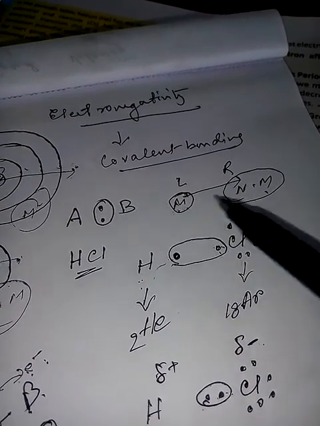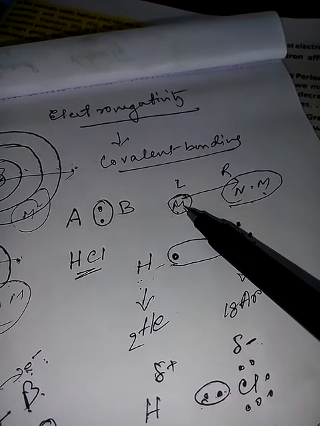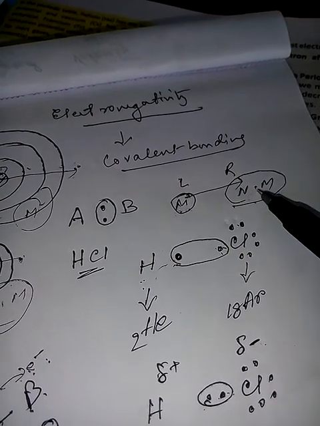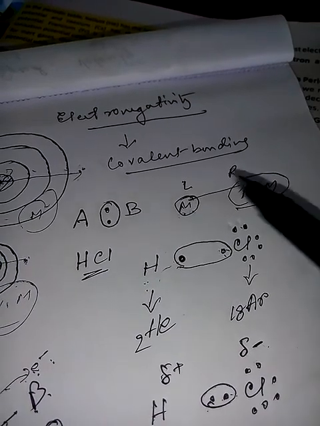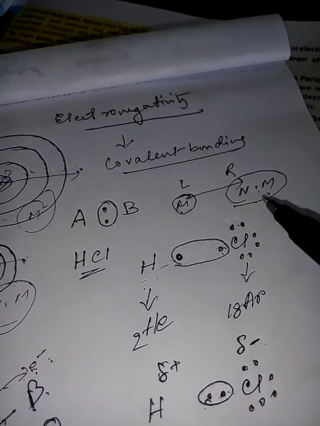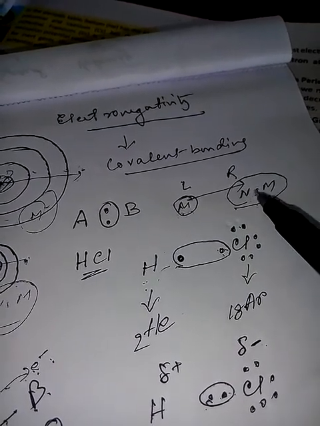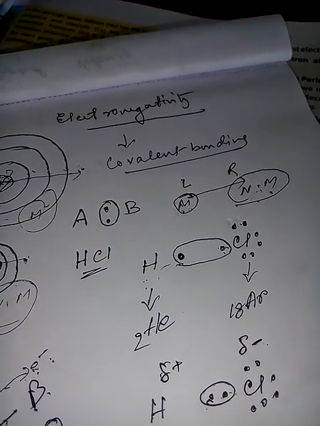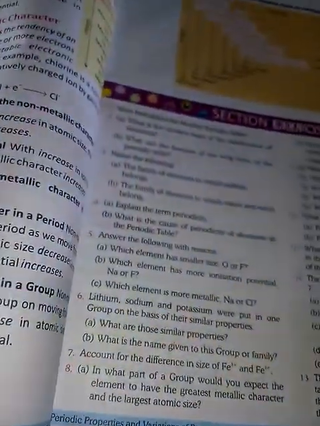So when you are moving from left to right in the period, the metallic character is decreasing, which means electronegativity is increasing, because non-metals have more electronegative character. Always remember, non-metals have more electronegative character than the metals. Understood? So if you move from left to right in the periodic table, the electronegativity will increase. It will increase across the period due to the decrease in the atomic size.